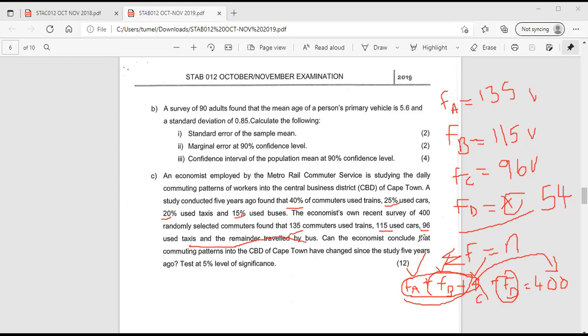Can the economist conclude that commuting patterns into the CBD of Cape Town have changed since the conduction of the study 5 years ago? Test at the 5% significance level. Which technique is this? Goodness of fit are we using? The goodness of fit. Why the goodness of fit? Do you all agree that it's the goodness of fit? Yes, I do.